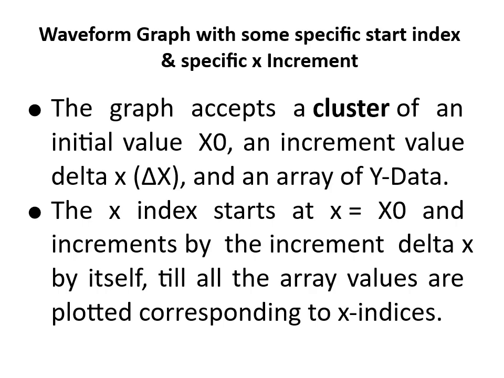When we have to plot a waveform graph with some specific start index and specific x increment, we have to use a cluster which has an initial value such as x0, an increment value delta x, and an array of y data. The x index starts at x is equal to x0 and increments by the increment value, which is delta x, by itself till all the y values in the array are plotted corresponding to x indices on the waveform graph.